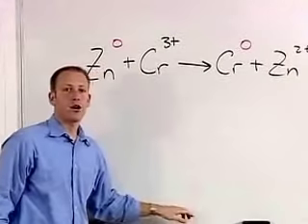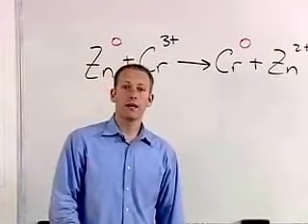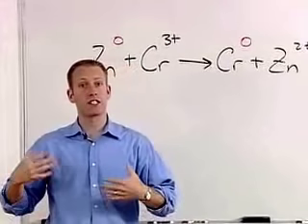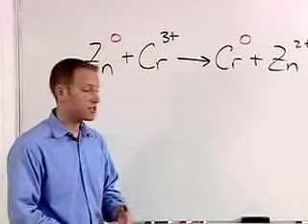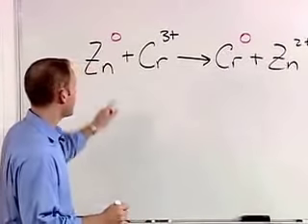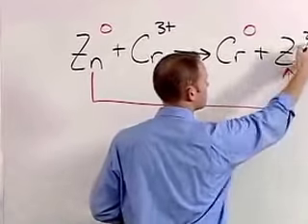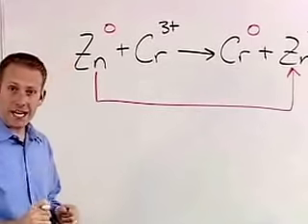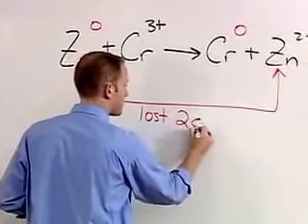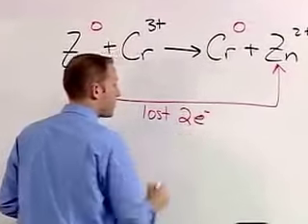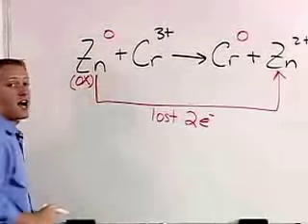Now we have to figure out which one's oxidized and which one's reduced. But remember the rule. Oxidation is losing electrons, LEO. If it's losing electrons, the oxidation number is increasing. Zinc goes from 0 to 2+. Zinc, therefore, lost 2 electrons. Therefore, zinc is oxidized.